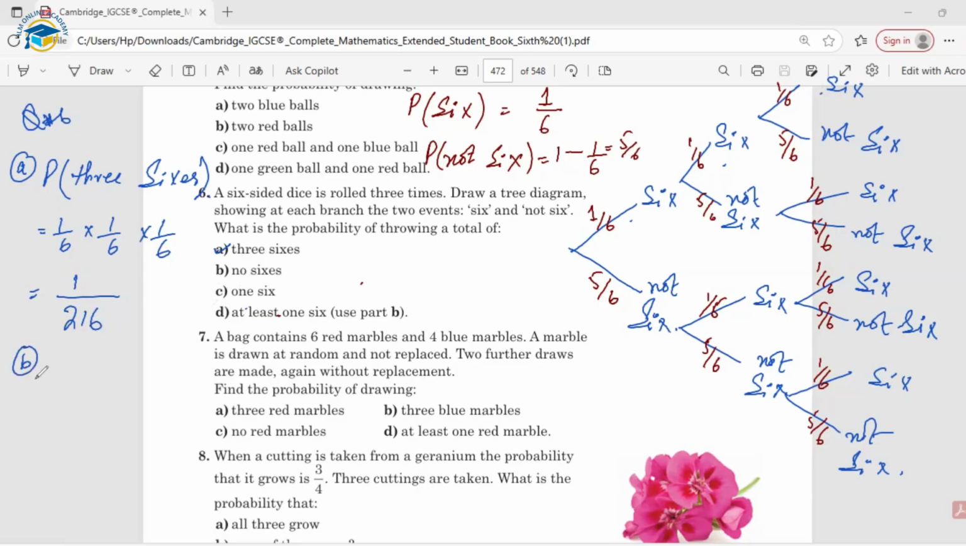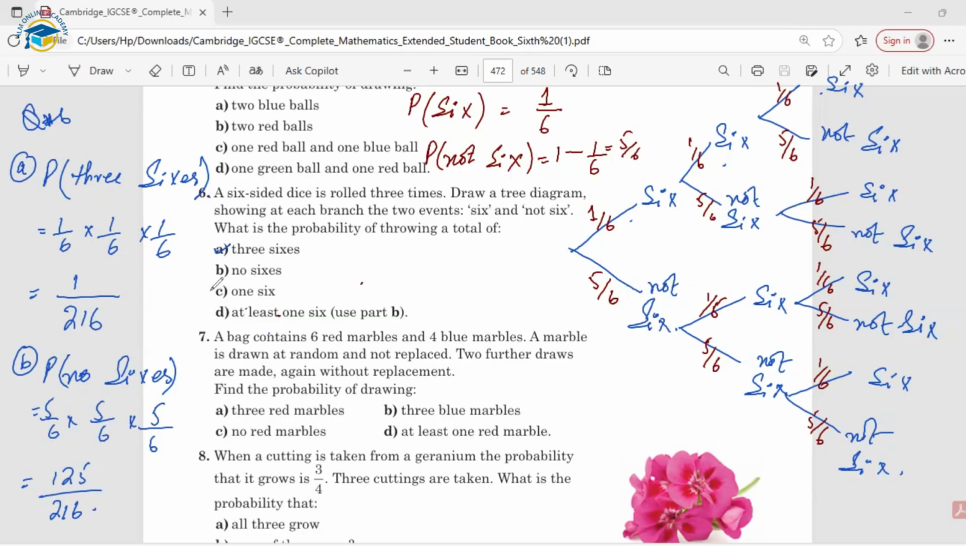Next, probability of getting no sixes. Similarly here, 3 times from the root, 1, 2, 3. So accordingly, we'll pick up the last branch. So the probability is 5 over 6 times 5 over 6 times 5 over 6. This will be 125 over 216.